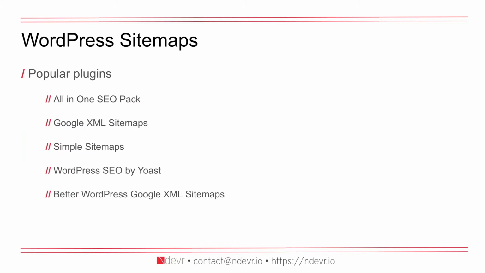So WordPress sitemaps. Like I said before, most of the time if you're trying to put an XML sitemap on your WordPress site, you're probably going to be using one of these community plugins. There are more popular plugins than these, but these are the ones we actually tried out on our site: All in One SEO Pack, Google XML Sitemaps, Simple Sitemap, WordPress SEO by Yoast, and Better WordPress Google XML Sitemaps. They're pretty good for smaller WordPress sites, and sites without crazy content or different custom content types, they do a pretty good job on the basics.